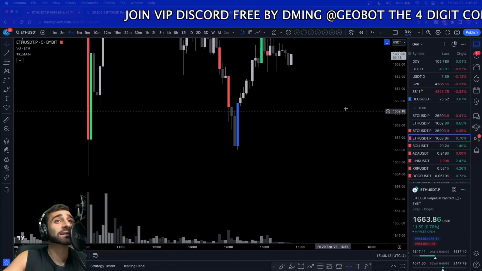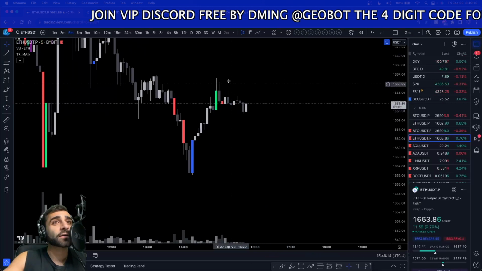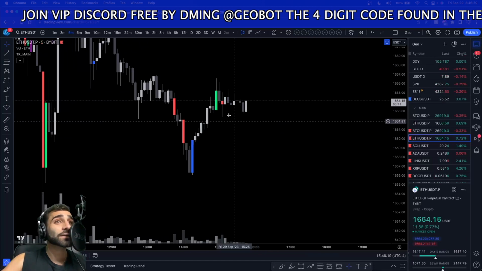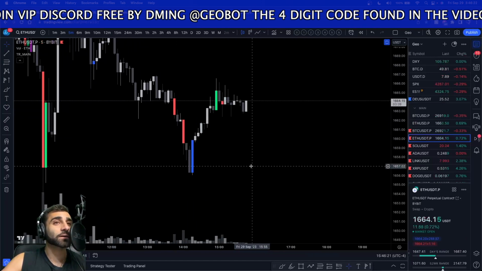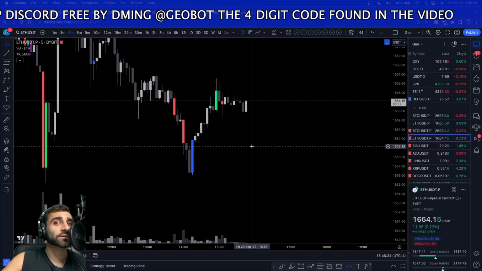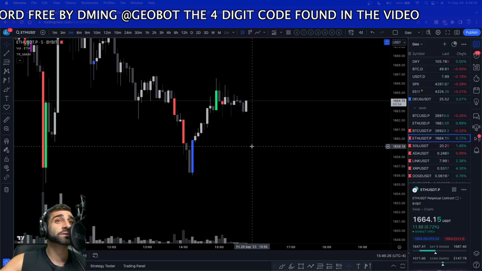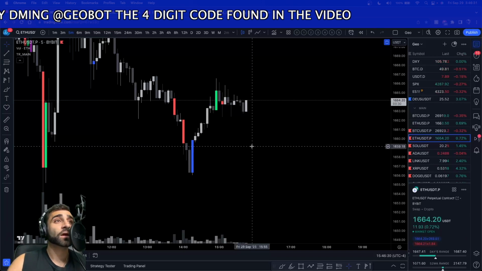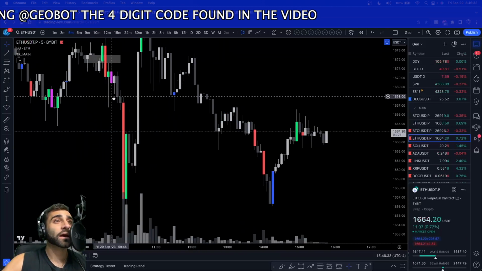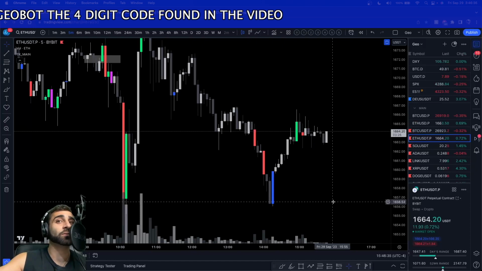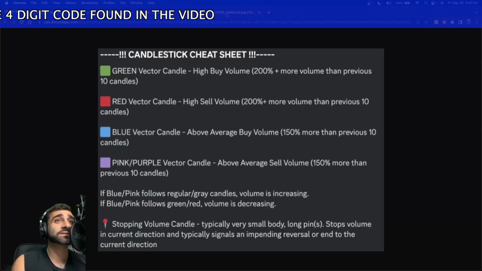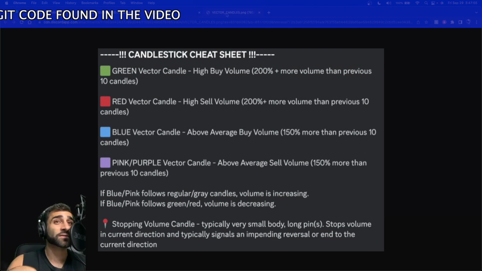Now, why is that significant? Our vector candles indicate an increase in tick volume relative to its previous 10 candles. The green and the red vectors are 200% more tick volume than the previous 10 candles on average. The blue and the pink candles are 150% more tick volume. Now, if you guys are confused, it's 100% okay. I get it. This is a cheat sheet for our vector candles, and it'll be in the description below so you can download it and always have it to reference.